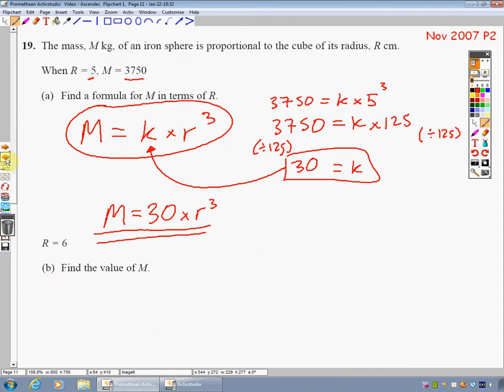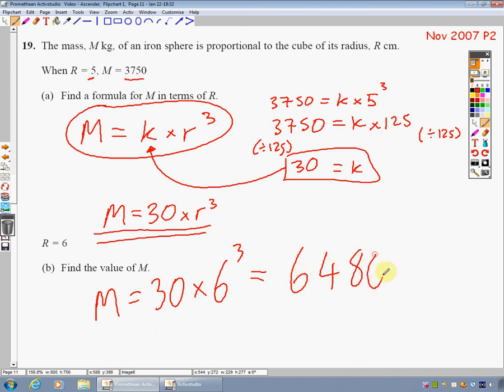And then finally, this is just putting stuff into a formula. When R is 6, what is M? Well, M is going to be 30 times 6 cubed. It's literally as easy as that. These second parts: 30 times 6 to the power of 3. In my calculator, 6,480. That's going to be my answer. Okay, kilograms. If you can remember, M is in kilograms. Don't forget your units all the time.